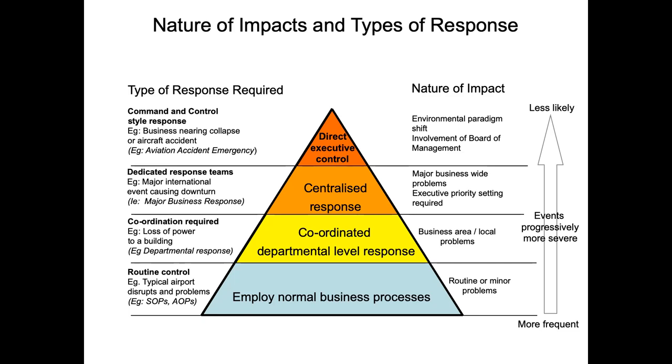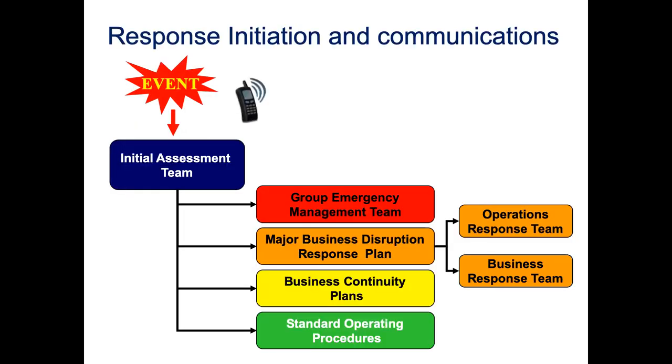And so we can employ normal business processes for the minor, frequent stuff. We may have to have a coordinated department-level response to local problems. However, if there's an incident that affects across a business, we may have to centralize response so we can prioritize what's important, where to focus the effort. And lastly, there are occasionally very significant events that really need the executive team to take a strategic view and decide how to respond. I suggested that that in turn might mean different teams responding, standard operating procedures, using business continuity plans, maybe a disruption team or teams. And lastly, you may have an emergency response team.